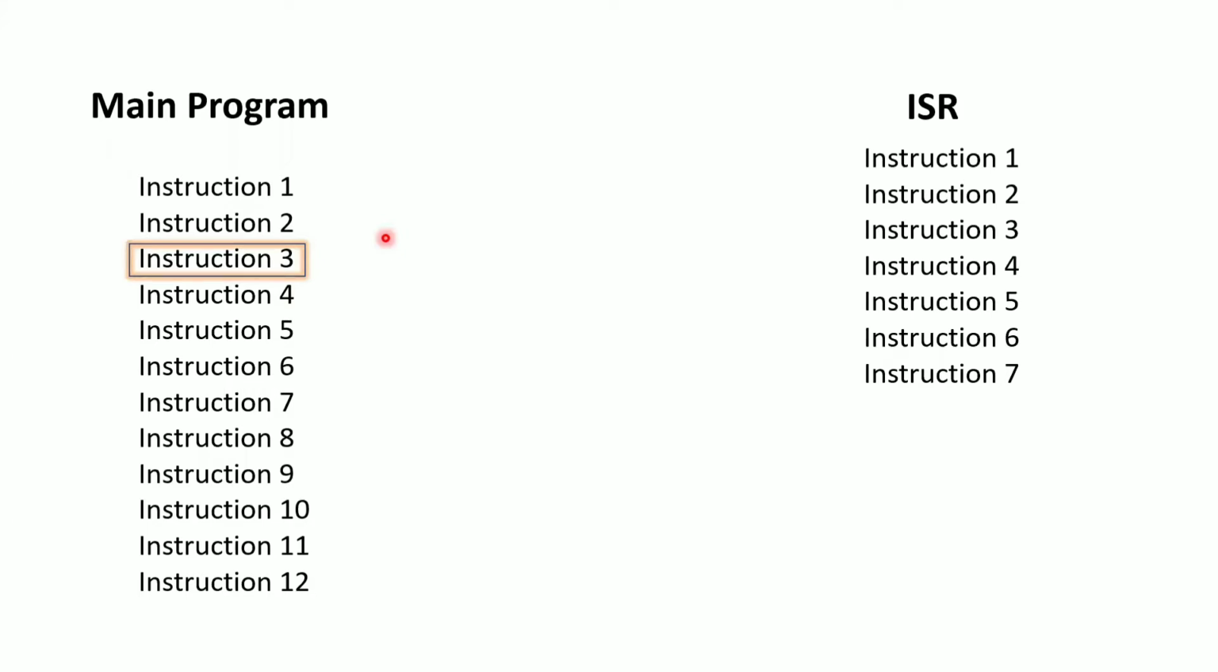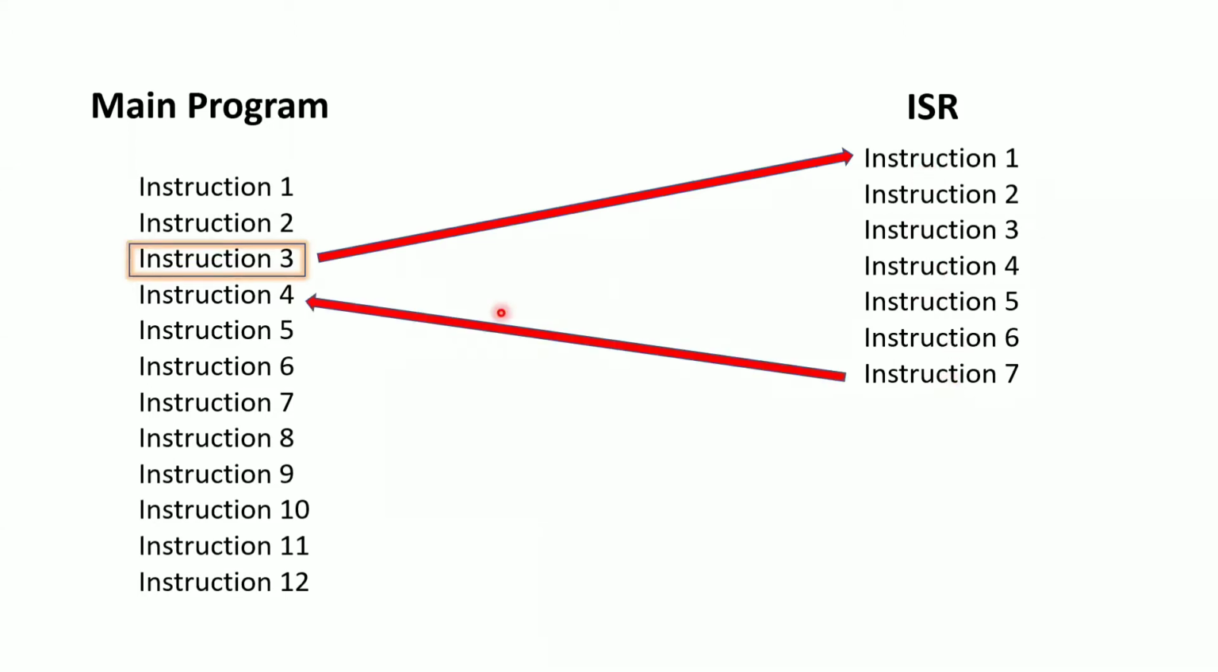So it will go to the ISR, which is your interrupt service routine. Again, the interrupt service routine is also nothing but a program. After going to this ISR, it will execute these instructions. After that, it will come back to your main program where it was paused. From the next line onwards, it will start executing your main program. So this is how interrupt processing occurs in your processors or your microcontrollers.